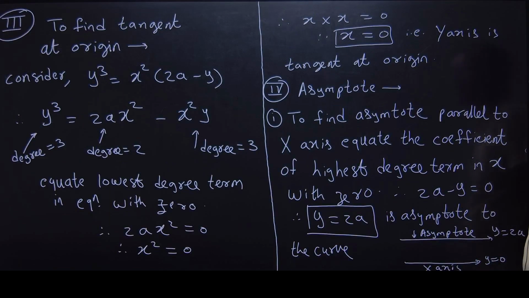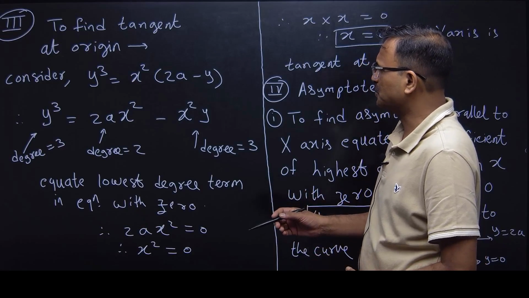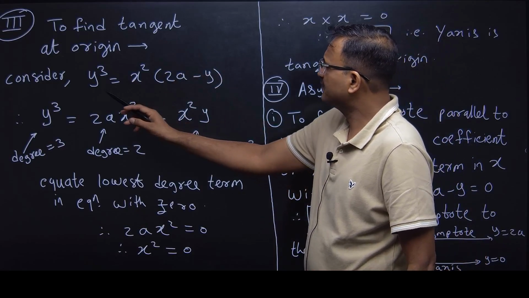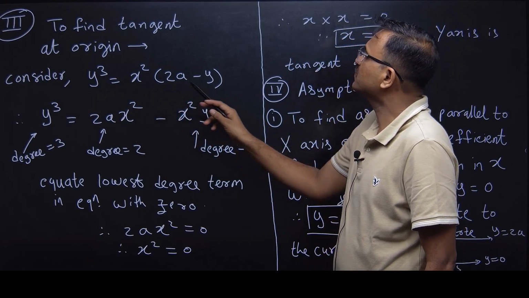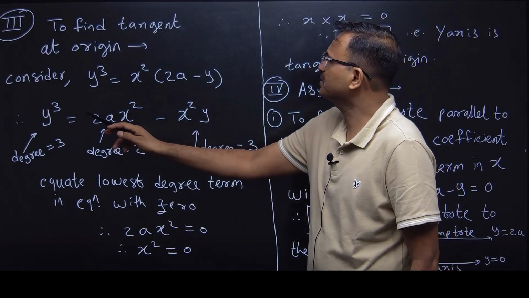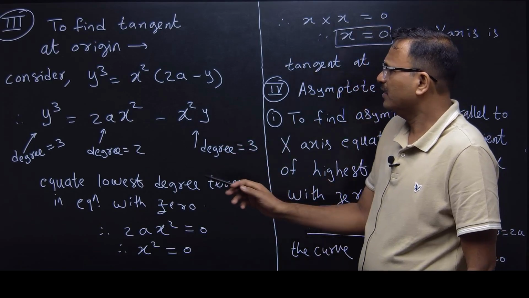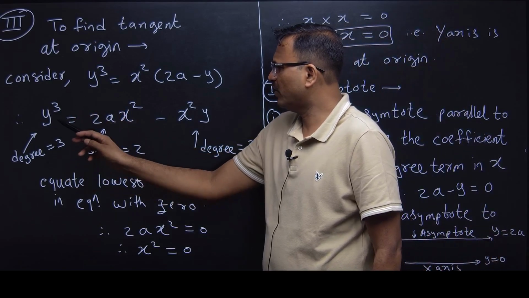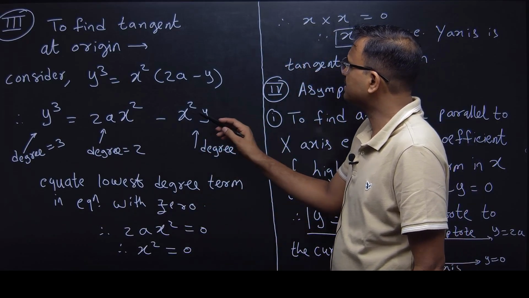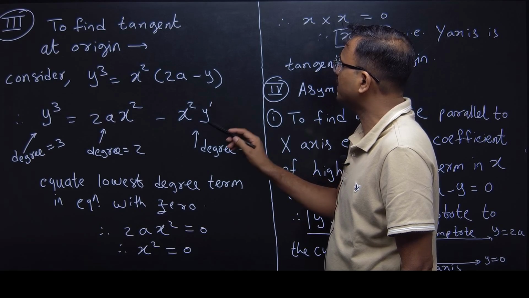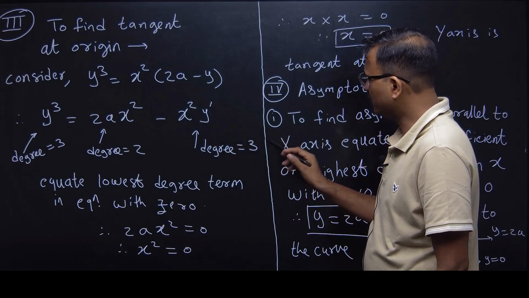Then, since the curve passes through the origin, we must find the tangent at the origin. To find the tangent at the origin, first consider the given equation, which is y cube is equal to x square into bracket 2a minus y. If you open this bracket, it becomes y cube is 2a x square minus x square y. Now, the degree of y cube is 3. Then for the term x square into y, the degree is also 3, because it is x square into y raised to 1. We add the powers, 2 plus 1 becomes 3. So the degree of x square into y is 3.